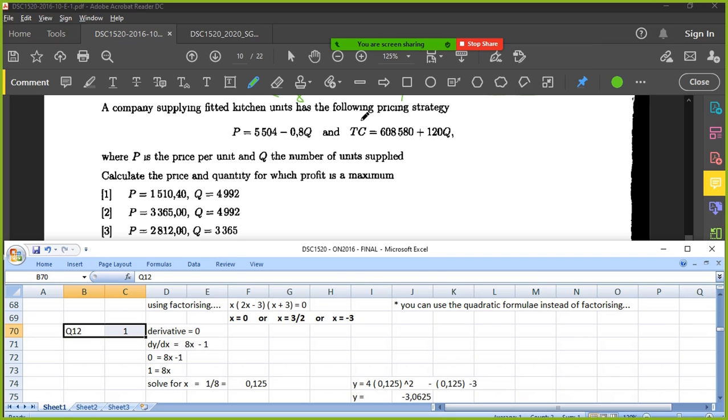What is TC? Total cost. Okay, so they've given you price, they've given you total cost, and they've given you quantity. What are they asking you to calculate? Well, they're asking you to work out price and quantity, but where profit is the maximum. Okay, so how do I get profits?